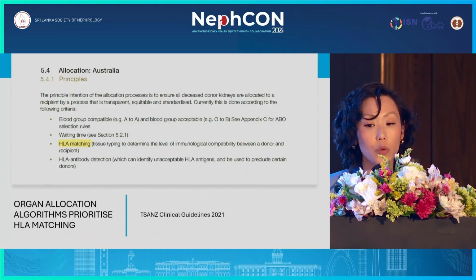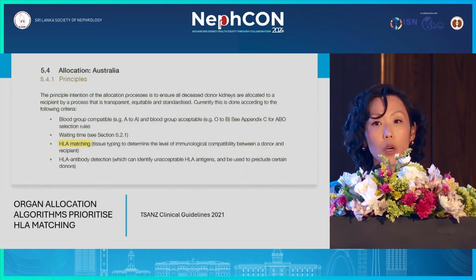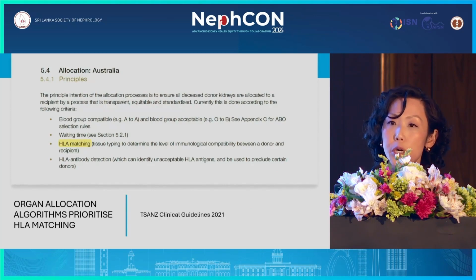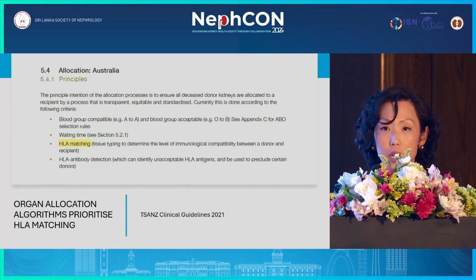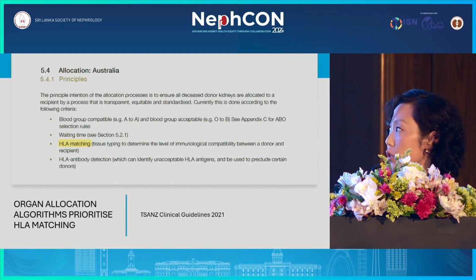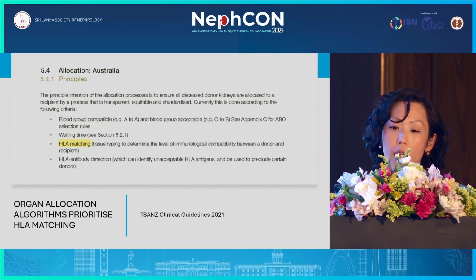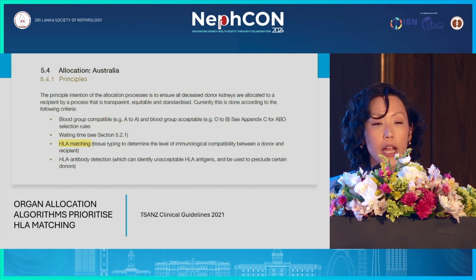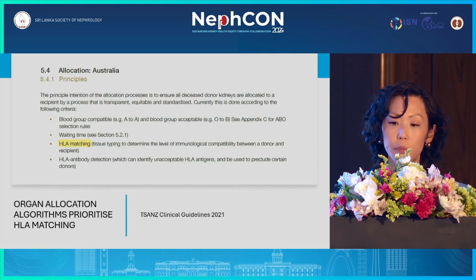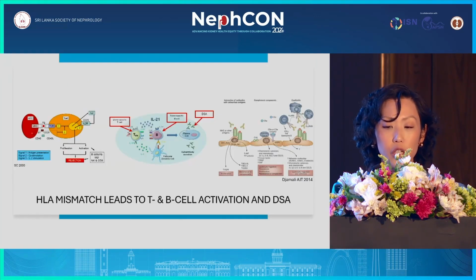And of course, for this reason, organ allocation algorithms around the world routinely prioritize recipients with better HLA matching, all else being equal. This is true of the Australian guidelines on organ allocation, which are shown here, and similar principles for prioritizing HLA matching exist around the world. So how does HLA mismatch lead to rejection and graft failure?